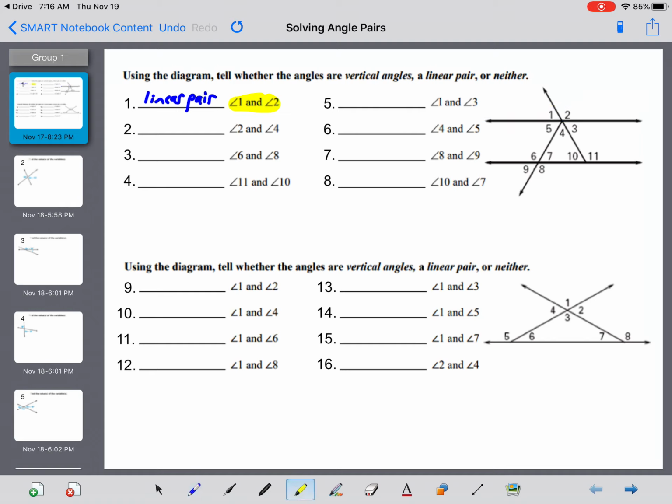Okay. Next you have angle 1 and angle 3. Well, angle 1 and angle 3 are formed by two linear pairs. So here's one linear pair, here's another linear pair, and when two linear pairs intersect each other, they create that bow tie shape. So these are vertical angles.